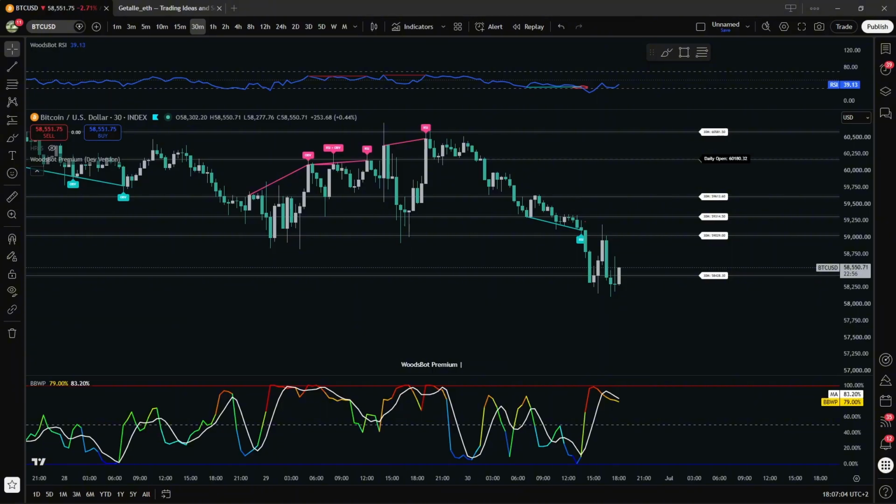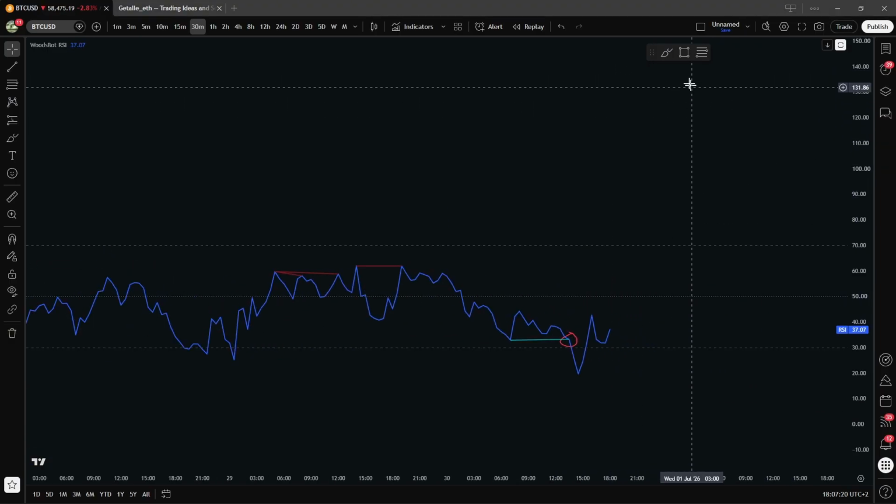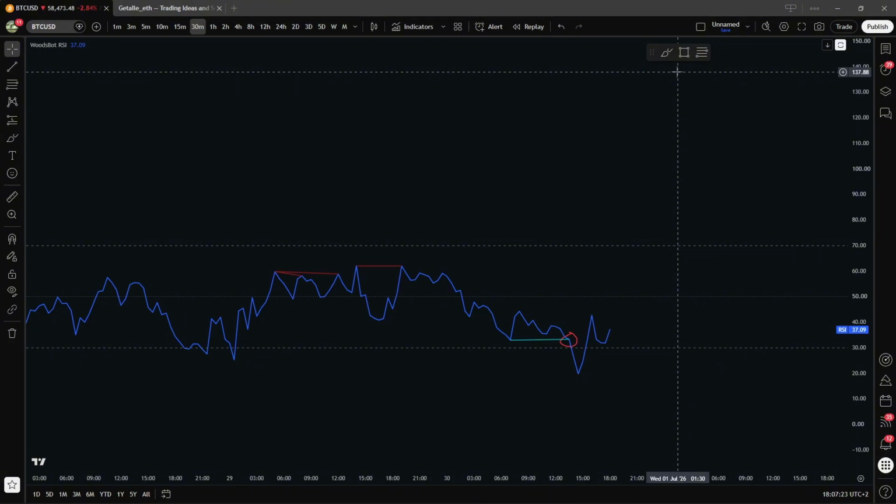Now, there are multiple ways to use and interpret the RSI indicator. I would argue that the best way for you to utilize the RSI indicator is the RSI divergence. Why is that the case? To answer that question, we need to understand RSI itself.